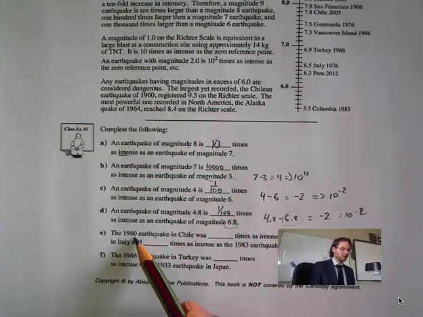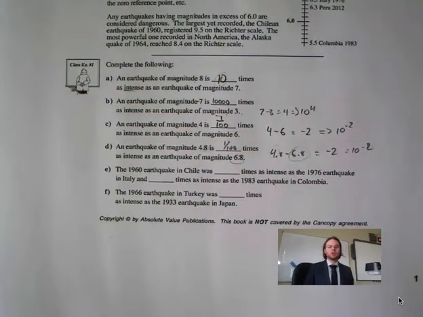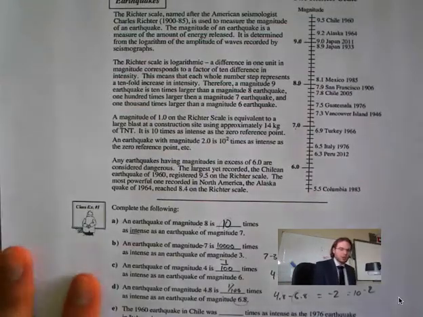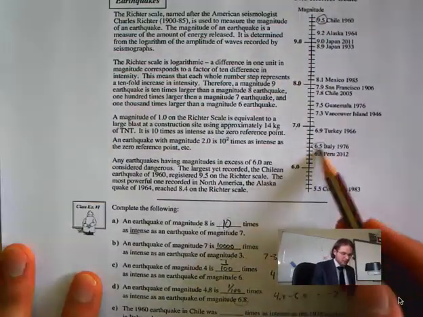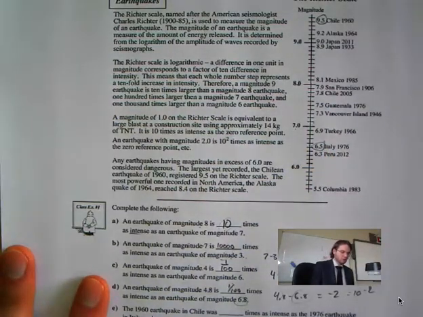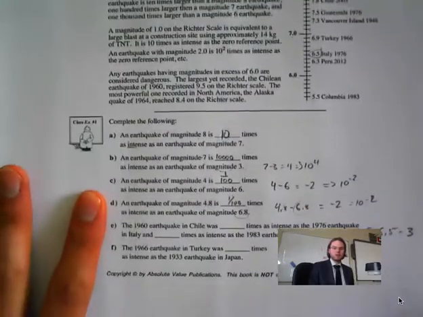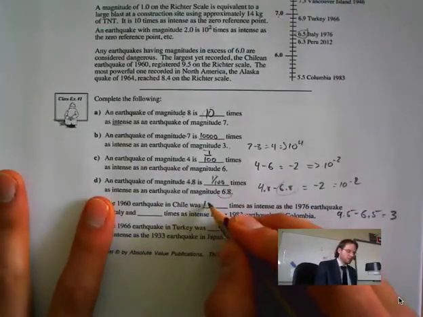The last one here says, the earthquake in Chile was how many times as intense as the 1970 earthquake in Italy? So let's take a look here. Go to our table. Chile is 9.5. Italy is 6.5. So we go 9.5 subtract 6.5, this gives me 3. So that's 10 to the power of 3, which is 1,000.